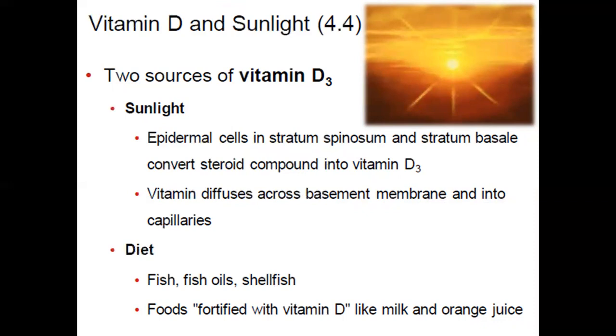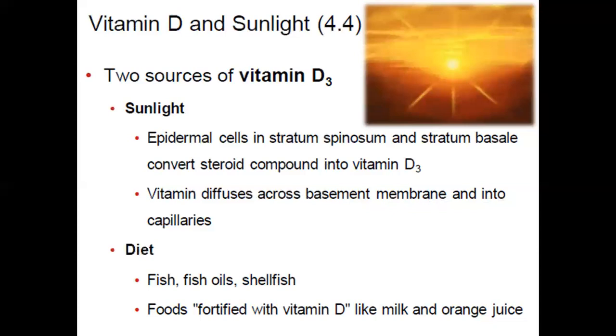So sunlight in epidermal cells in the stratum spinosum and the stratum basale convert a steroid compound into vitamin D. So remember, the stratum spinosum and the stratum basale are the two deepest layers of the epidermis. The stratum basale being the deepest layer, and the stratum spinosum being the next layer up. So the stratum basale, remember, is basal cells that divide and continue to move into and become the stratum spinosum, and then eventually the stratum granulosum, stratum lucidum, and the stratum corneum, those outer and more outer layers.